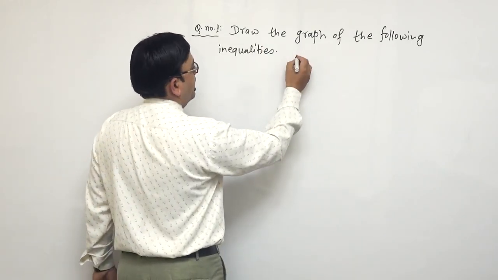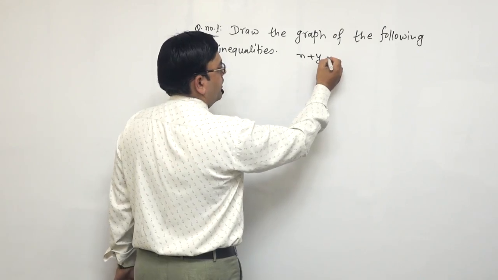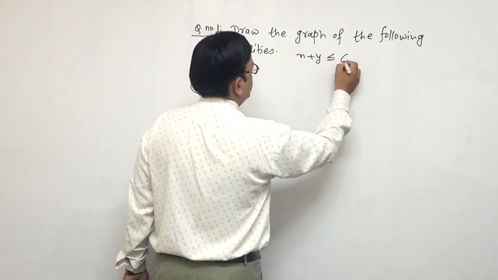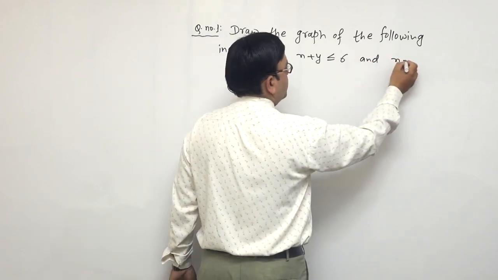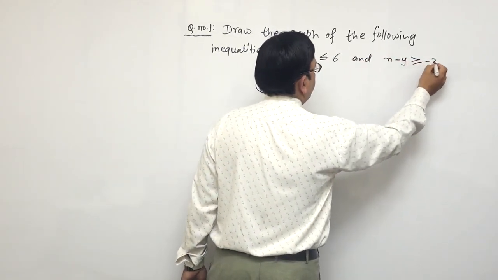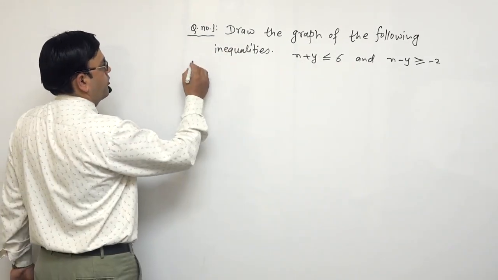And the question is x plus y is less or equals to 6 and x minus y is greater or equals to minus 2. So how to solve this question? Solution.